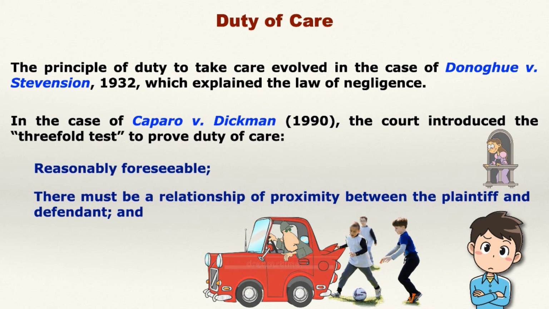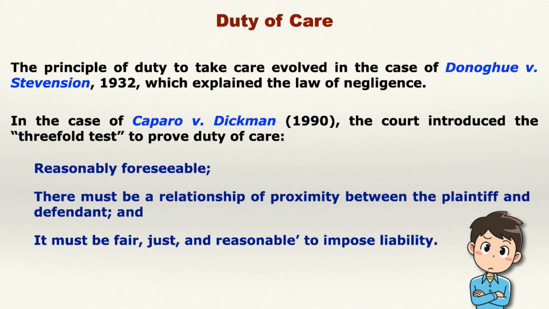The last one is it must be fair, just or reasonable to impose liability. So whatever liability is supposed to be imposed upon the defendant has to be fair, just and reasonable. It's not like, as with unliquidated damages, which we have studied in our previous classes, that you can demand any amount. Whatever the damages, the compensation, you will be demanding has to be fair, just and reasonable. So these three principles are there to decide.